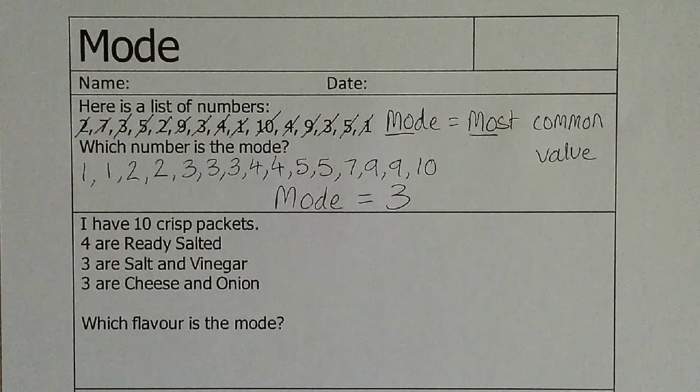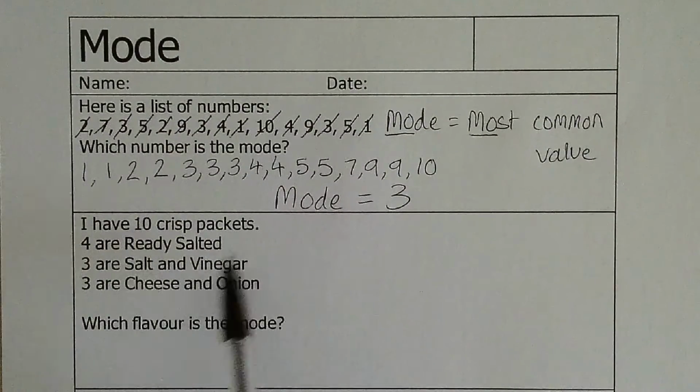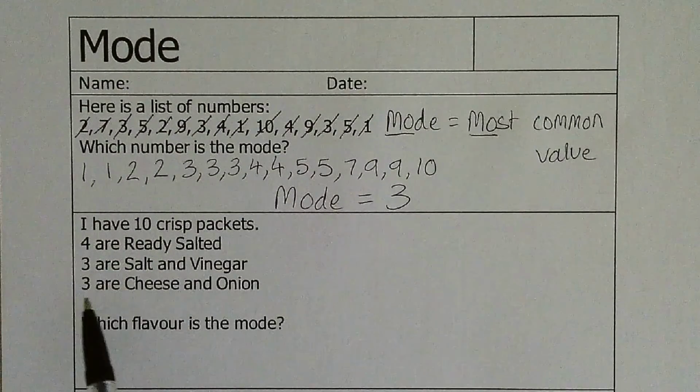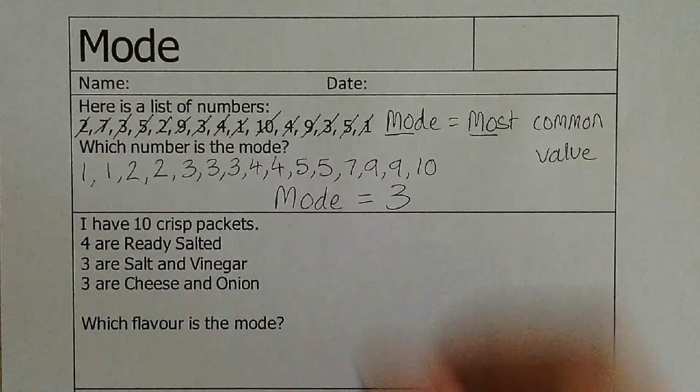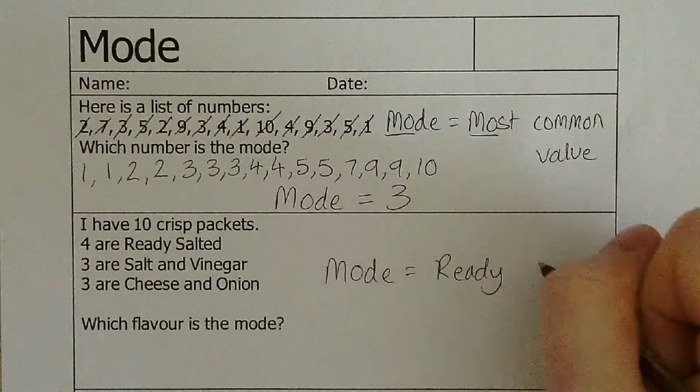On to our next question that says I have 10 crisp packets, 4 are already salted, 3 are salt and vinegar, and 3 are cheese and onion. Which flavour is the mode? Here it's really important that it's the flavour we write down as the mode and not the amount of crisp packets. We can see that 4 is the highest number. This means that ready salted appears 4 times, but the other 2 flavours only appear 3 times. Therefore, for this question, the mode is ready salted.